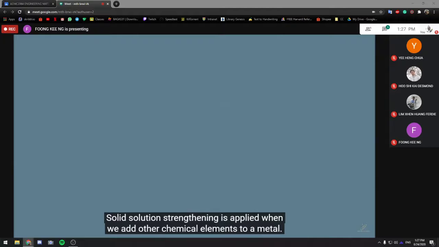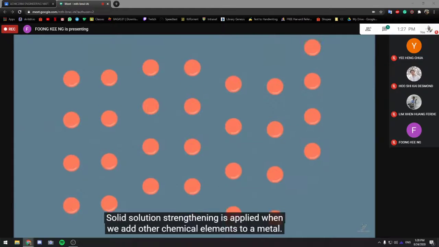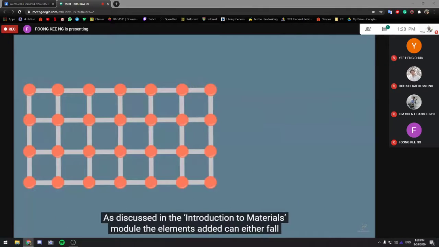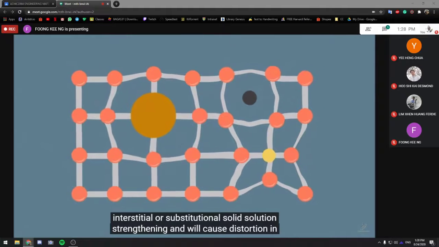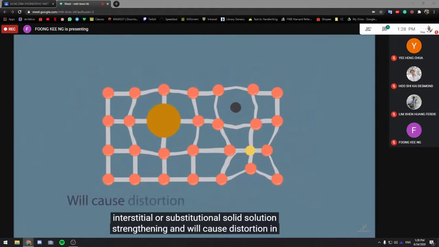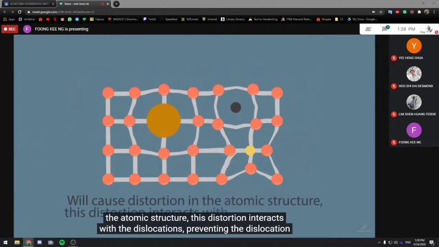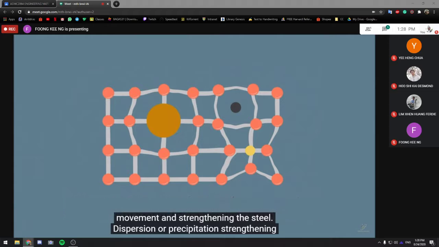Solid solution strengthening is applied when we add other chemical elements to a metal. As discussed in the Introduction of Materials module, the elements added can either fall between the atoms of the bulk material or replace the atoms. Within steel, carbon atoms fall between iron atoms and nickel atoms replace iron atoms. This will either be called interstitial or substitutional solid solution strengthening and will cause distortion in the atomic structure. This distortion interacts with the dislocations, preventing the dislocation movement and strengthening the steel.